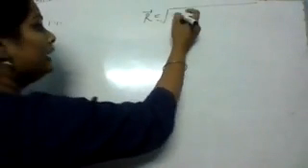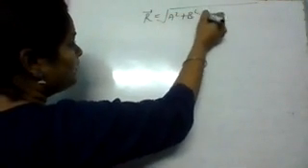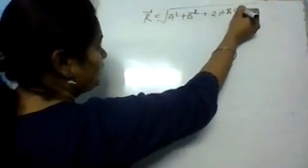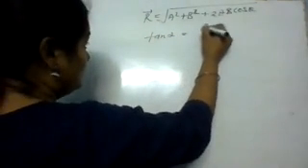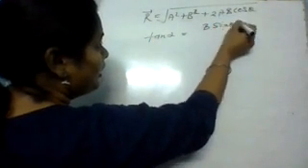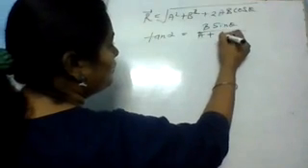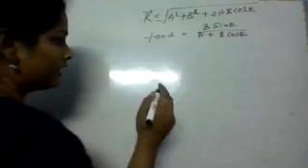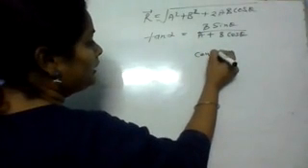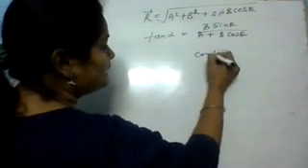So now just try to see the different conditions. The resultant is under root, and we will place here the magnitude only: A square plus B square plus 2AB cos theta. This was for the resultant. Now tan alpha equals B sin theta upon A plus B cos theta. Okay, this was for the direction. Now let's see the first condition.